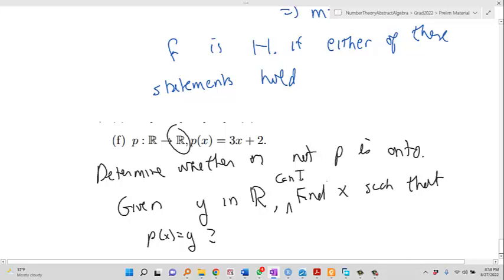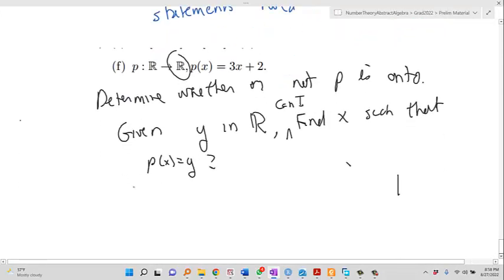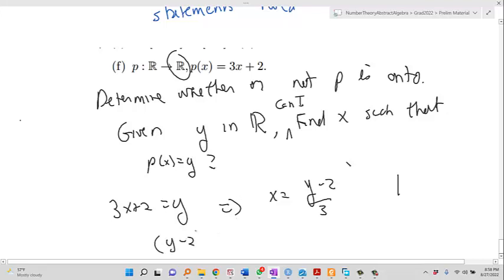Well, let me go ahead and set it equal. So this means 3x plus 2 is equal to y. And that means I can certainly solve for x: x is equal to (y minus 2) over 3. Now, (y minus 2) over 3 is in the domain, is in R.